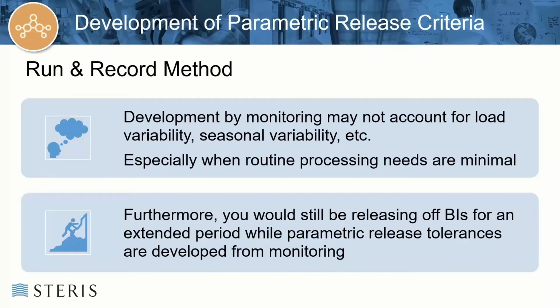The development by monitoring also has a fallback that you may not account for load variability like minimum and maximum loads, seasonal variability. And this is especially applicable when routine processing needs are minimal. If you're only doing one cycle per week, to get a feasible amount of runs, it would take you almost a year to set your parametric release criteria. And in this phase of routine monitoring, you would still be releasing off a BI, bringing in the BI risks.